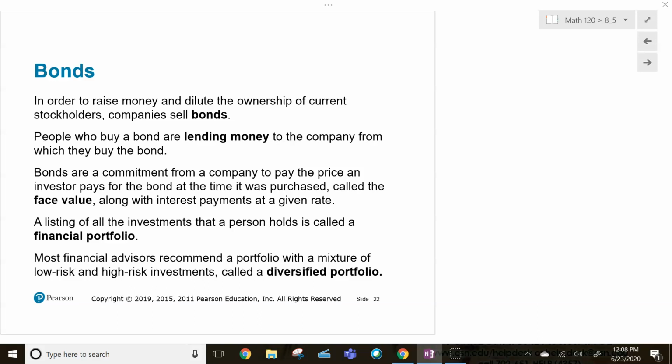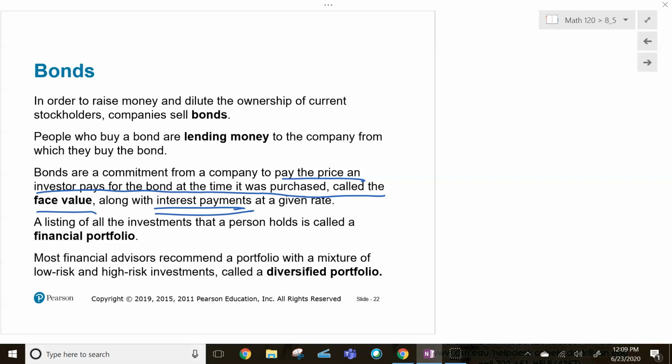All right, bonds. Bonds are where you're lending your money to the company, and then that company is guaranteeing you an interest rate. Bonds are a commitment from a company to pay the price an investor pays for the bond at the time of purchase, called face value, along with interest payments. So they'll pay you back your amount plus interest, right? Because they're borrowing your money to do something with it.